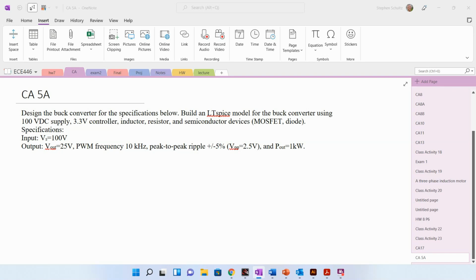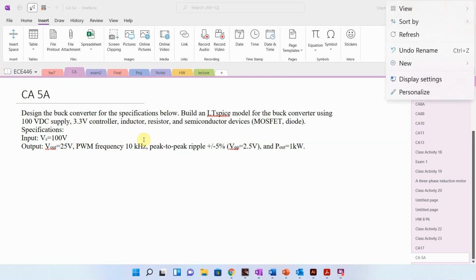Okay, class activity 5A is about building a buck converter to convert this 100-volt source down to a 25-volt source. You can see that we're going to use this PWM frequency, and we want a ripple of 2.5 volts with a power of 1 kilowatt.